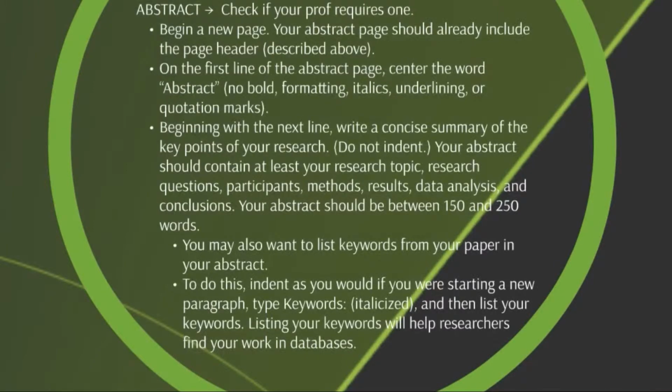Next comes the abstract. Check to see if your professor requires one because they are not mandatory for all university papers. For your abstract, begin a new page. It should already include the page header as we described above. On the first line of the abstract page, center the word abstract. No need for bold, italics, underlining, quotation marks, or any other formatting. Beginning with the next line, write a concise summary of the key points in your research. Do not indent this paragraph. Your abstract should be between 150 and 250 words.